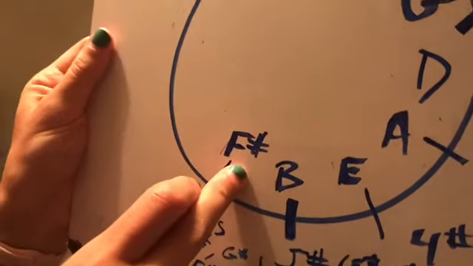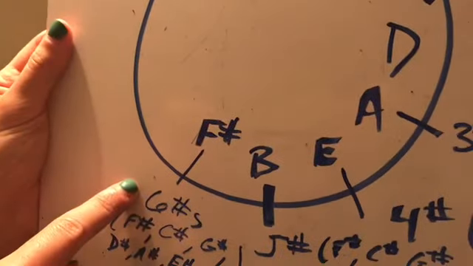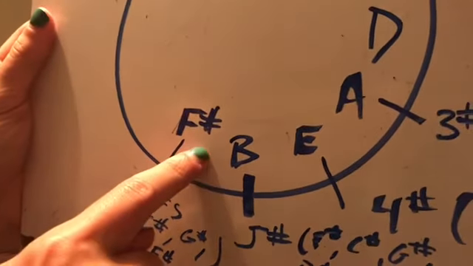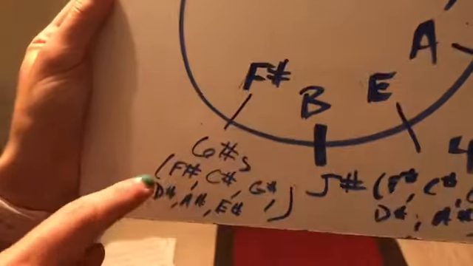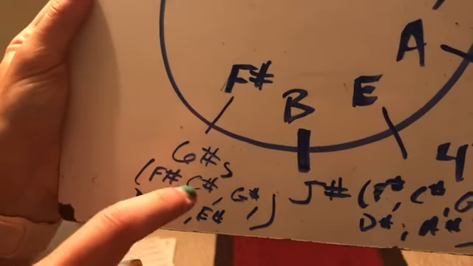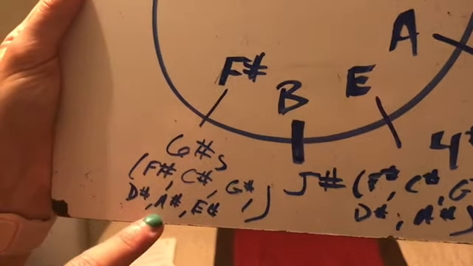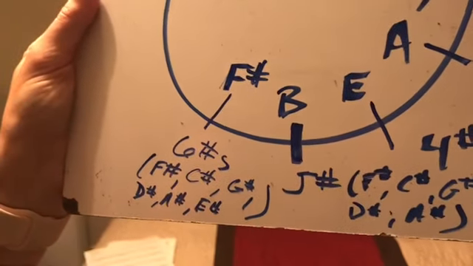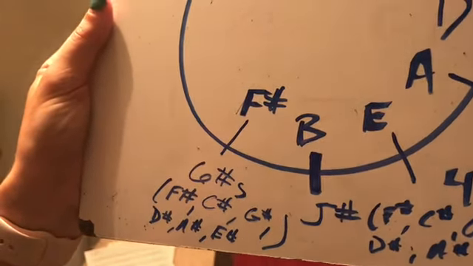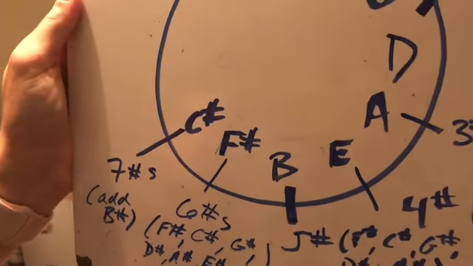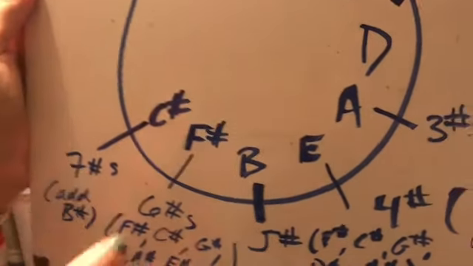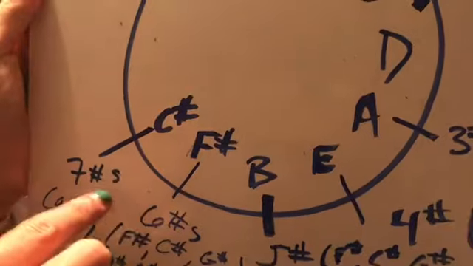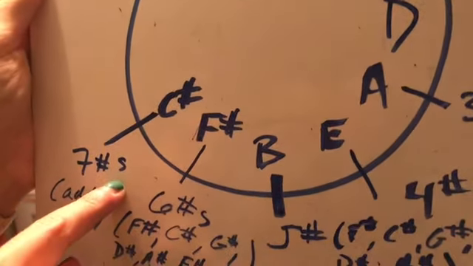So again, make sure that your 6 sharp key is F sharp. So again, we have F sharp, C sharp, G sharp, D sharp, A sharp, and now we're adding E sharp to our circle of fifths. Here's the last key going up by a sharp. So this will be the most amount of sharps you'll have, 7 sharps.